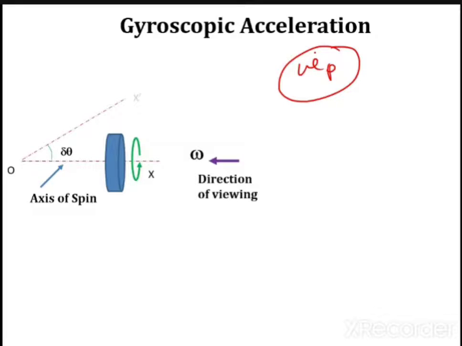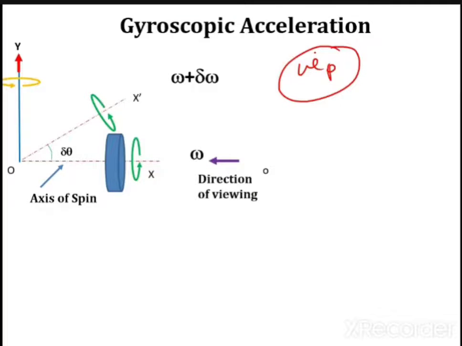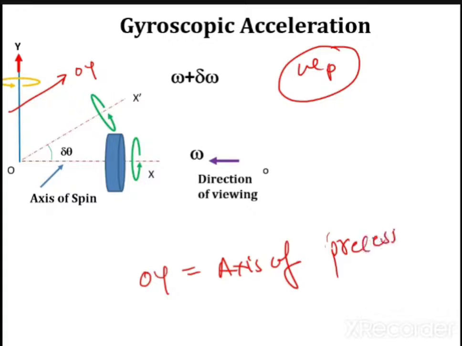Axis of spin. Let us consider a new axis, and this new axis is called OY. Okay, new axis OY. Can you see the new axis? This OY is called as the axis of precession.